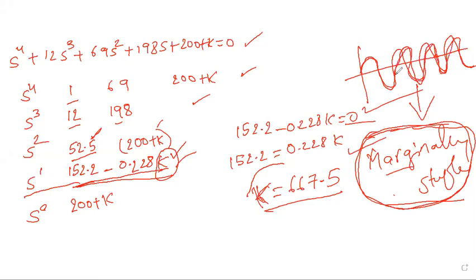Increasing, decreasing or sustaining? Sustaining. So what is the second objective? He is asking, find the value of k which will cause sustained oscillations in the closed loop system.